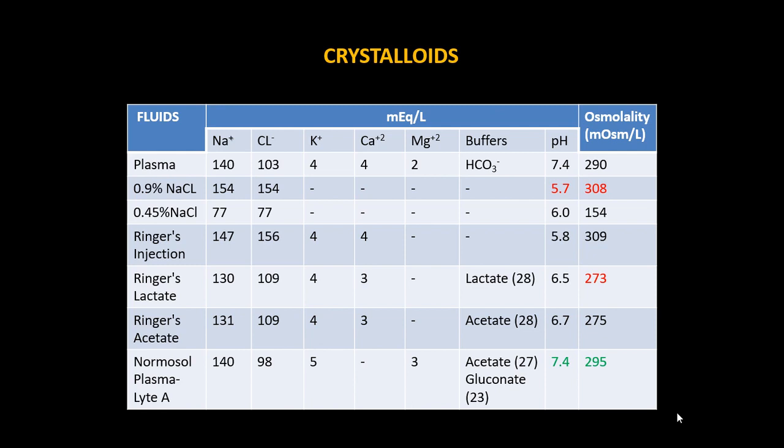Next in line is Ringer's lactate. It has potassium and calcium besides sodium and chloride. Lactate is the buffer which gets metabolized in the liver to generate bicarbonate. pH is still acidic and it is hypoosmolar. The most popular one, Plasma-Lyte A, has the most physiologic fluid in terms of electrolyte composition, pH and osmolarity. It has acetate and gluconate as buffers which get metabolized similarly to generate bicarbonate.